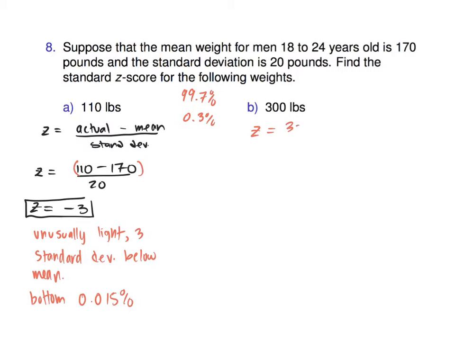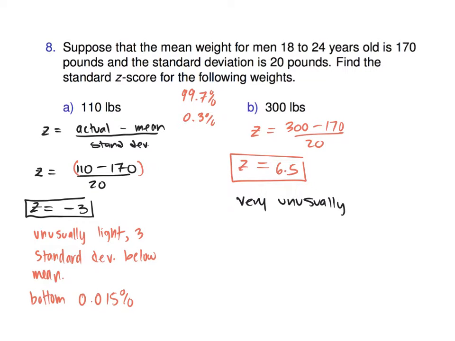So that will be 300 minus 170 over 20. 6.5. You got 6.5. Well, that is probably unusually heavy. I would say very unusually heavy. I guess I didn't make that an option.